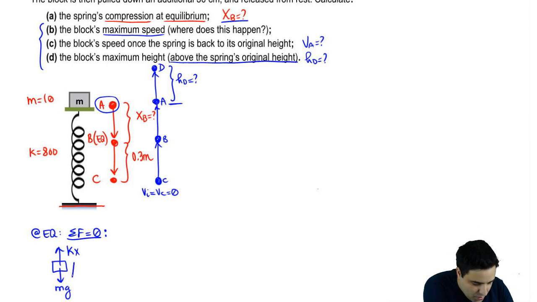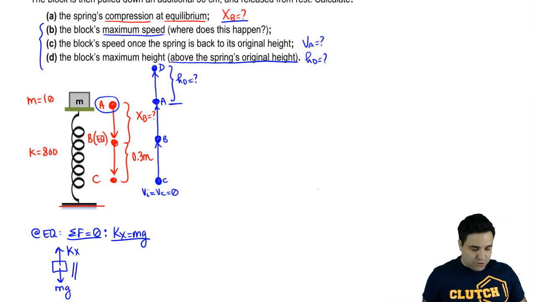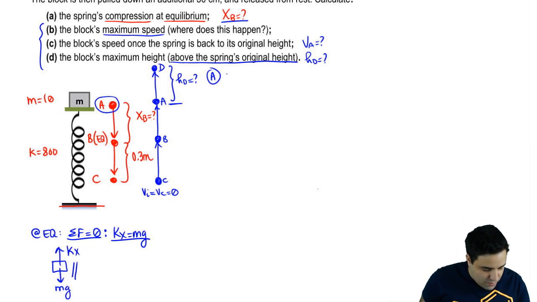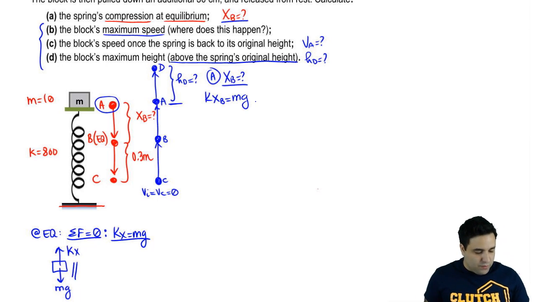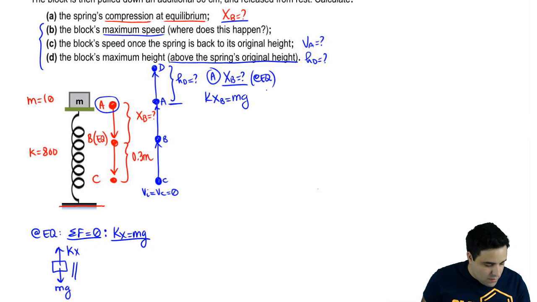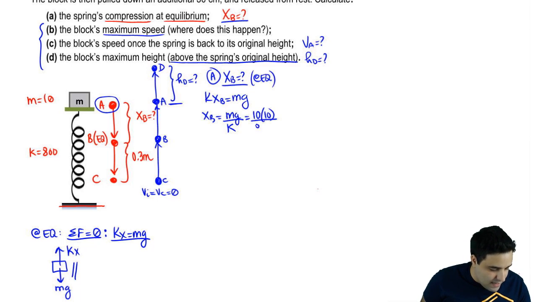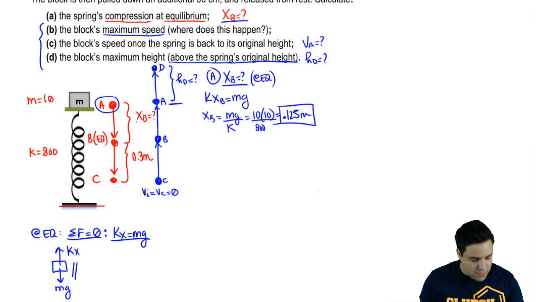At equilibrium, these forces cancel. That's the definition of equilibrium, which means that they will be the same magnitude. And I can write kx equals mg. I hope you remember this, equilibrium in a vertical spring, kx equals mg. So when I'm doing part A and I want to know what is xb, this is how I'm going to start. k xb equals mg, because it's at equilibrium. B is at equilibrium. So xb is just mg divided by k: mass, gravity, I'm going to use 10, k is 800. xb therefore is 0.125 meters. That's the first answer. I'm going to put it right here.